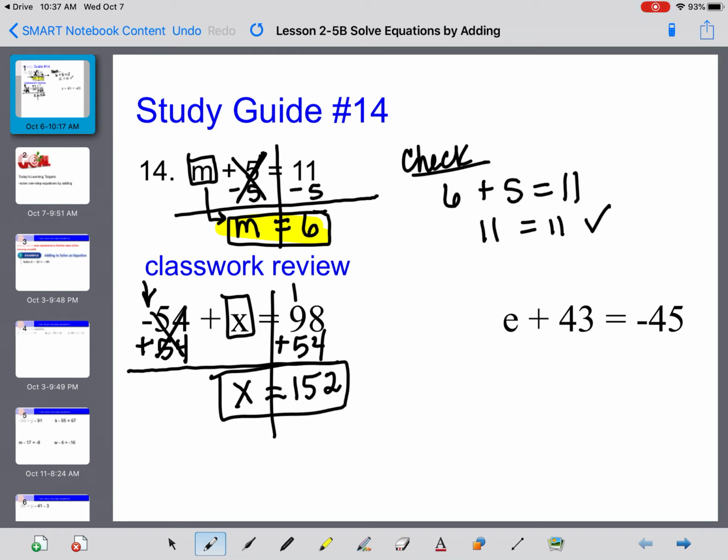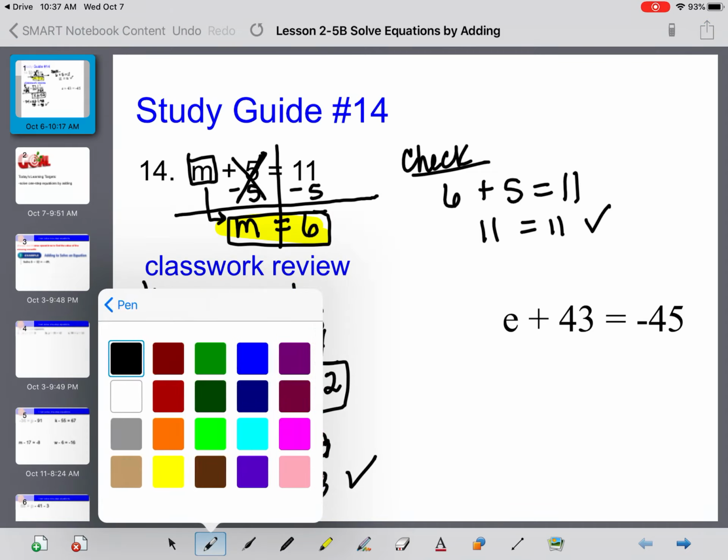Before I can say for sure that that is indeed the solution, I need to check my work. Negative 54 plus 152, does that equal 98? Well, I need to subtract these two numbers because I'm adding a positive and a negative. And 98, I wrote 99. And that does equal 98. So that is true. All right, the last problem on the board here.